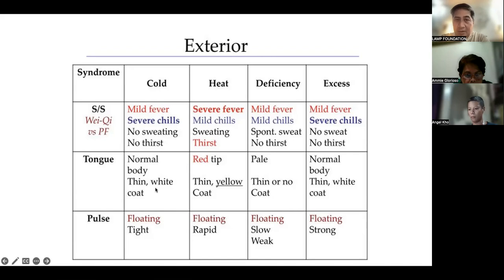Pag cold, exterior cold, normal body. Thin white coat, that's very normal. So there's nothing that you see there. Okay? Pero pag heat, exterior heat, red yung tip. Di ba?